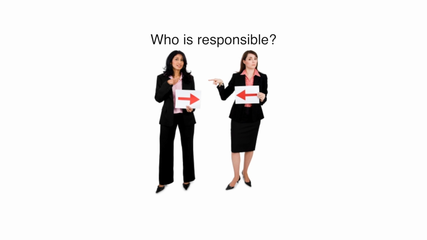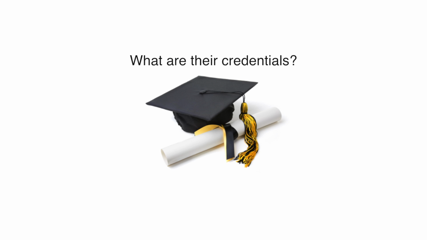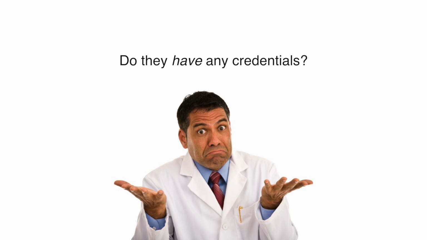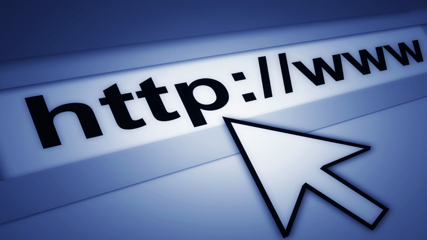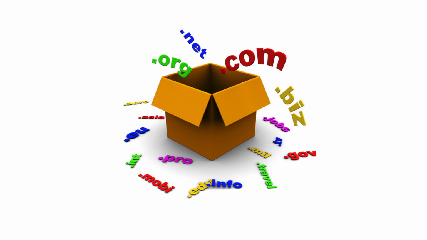All right, so authority. Who is responsible for the information? What are their credentials? Do they have any credentials? These are very important things to ask when you're trying to determine if something is credible or not. If you're searching on the internet for sources, you can actually just look at the domain name and tell right off how credible a source is likely to be.